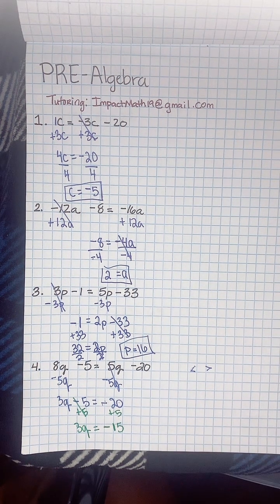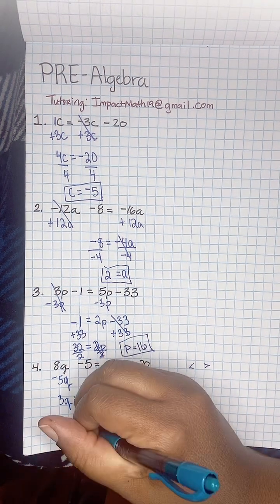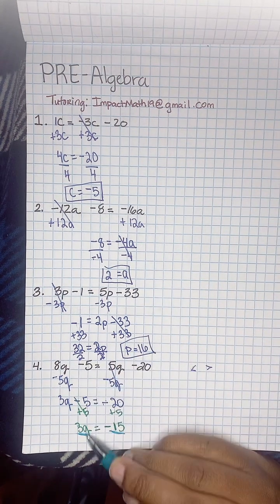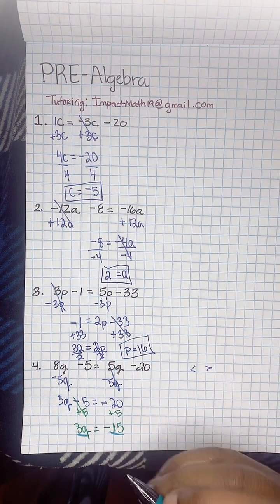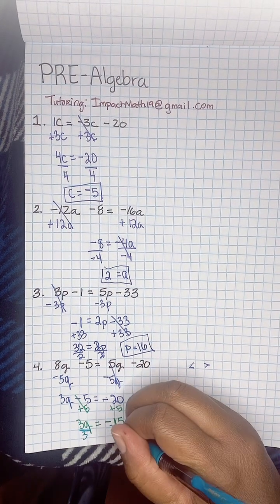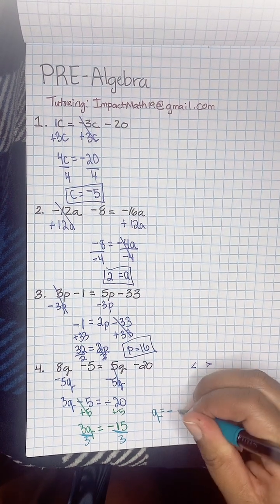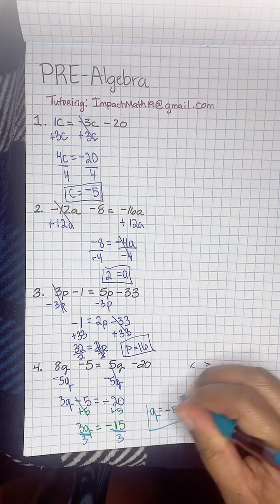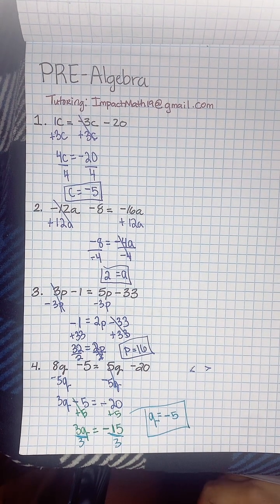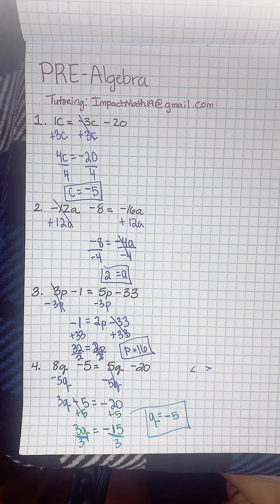Okay. And then our last step, we're going to divide by the number that's with the variable. So we're going to divide by 3. And we get q equals negative 5. Good. Yes, negative 5.